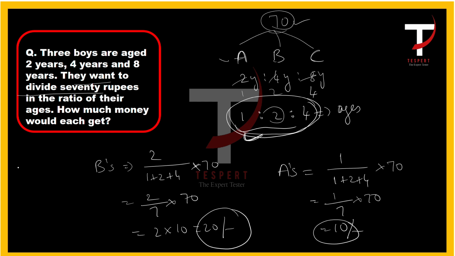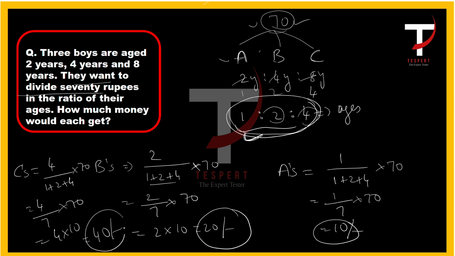What about C? C's part is equal to 4, right? 4 by total number of parts, 1 plus 2 plus 4, into total quantity, which is 70, right? It is equal to 4 by 7 into 70, that is equal to 4 into 10, so 40 rupees. So C gets 40 rupees.